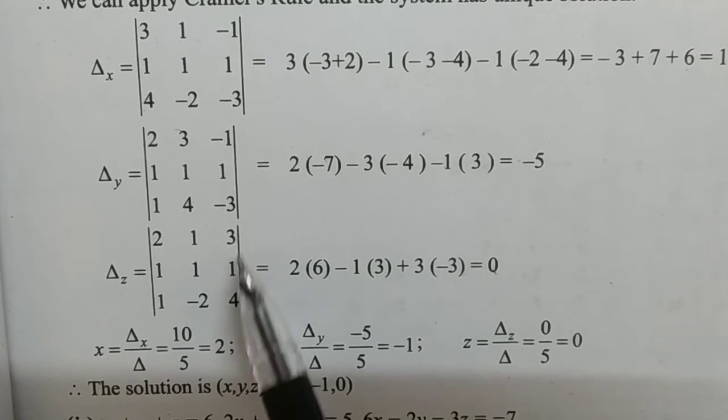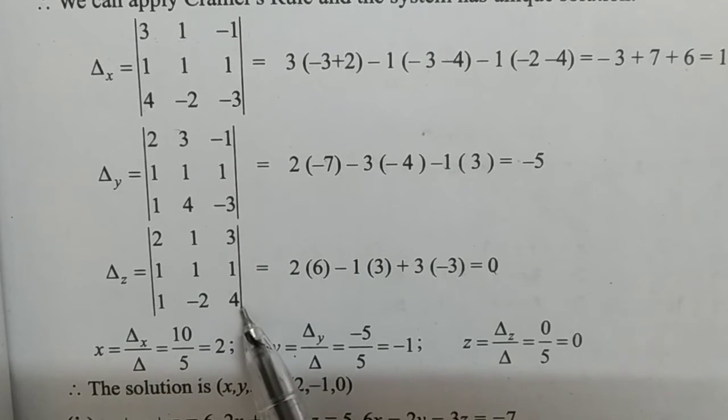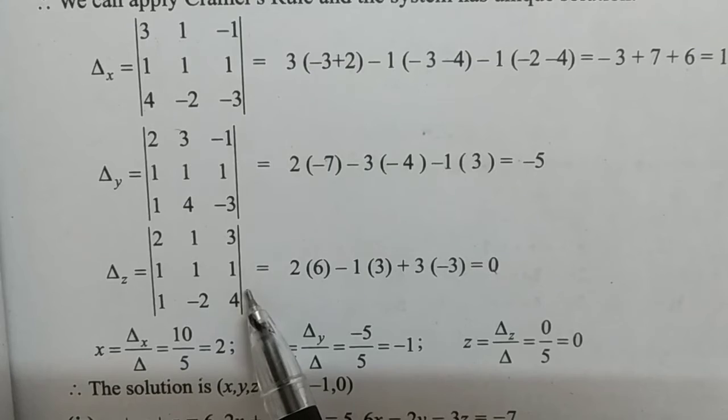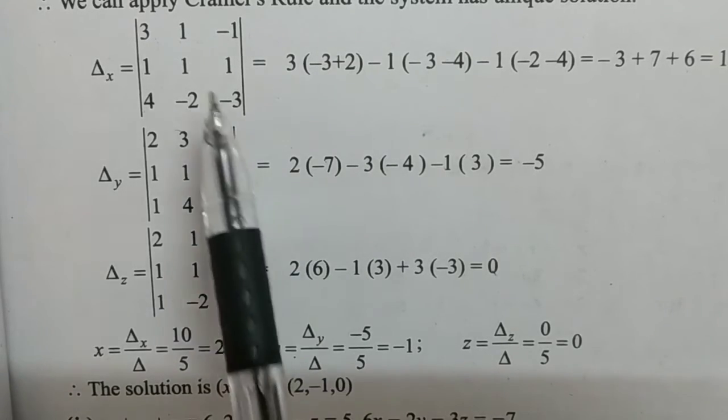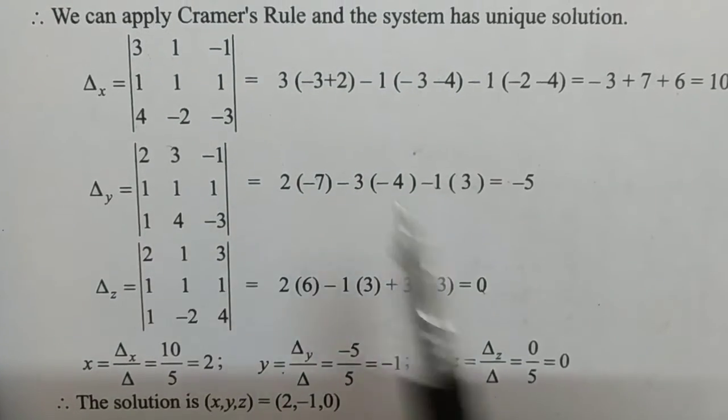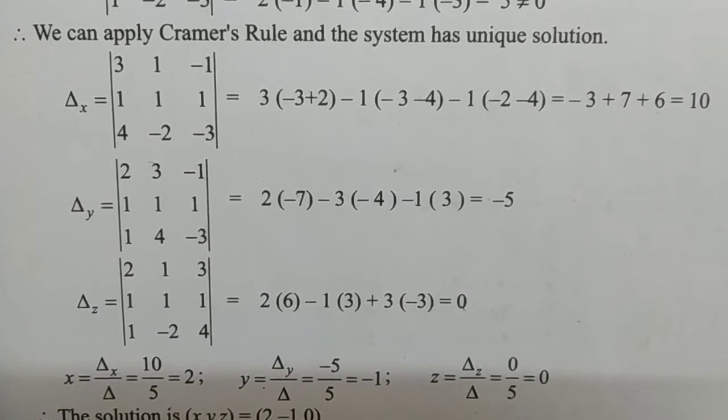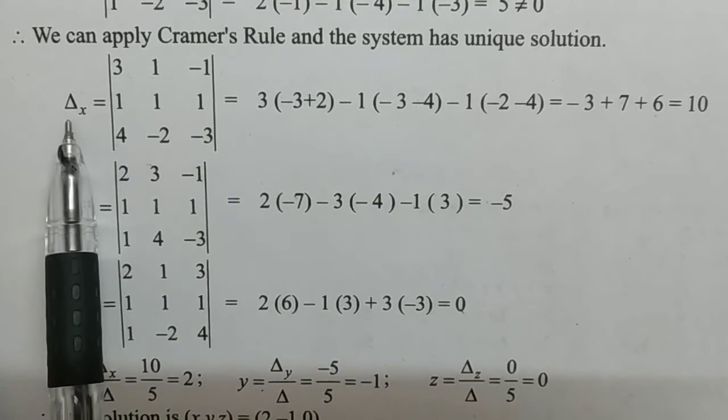That is the constant value. You can replace the value for the last column, and then find out the values for delta x, delta y and delta z. So how do we find the value for delta x?